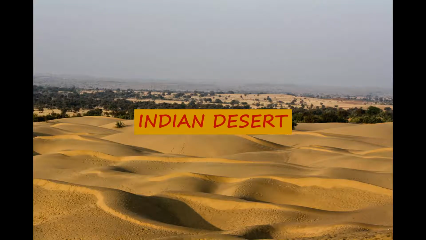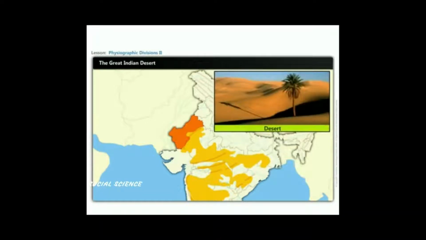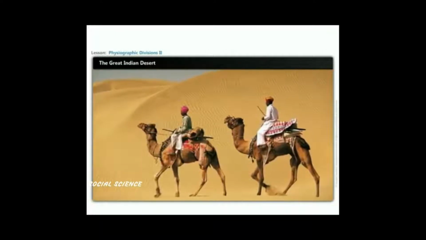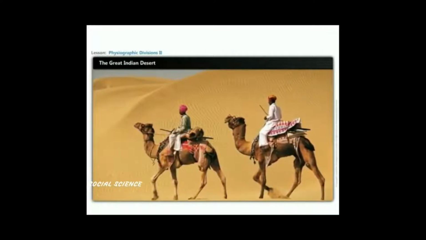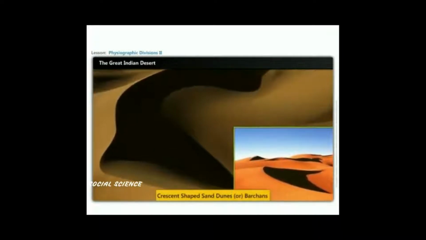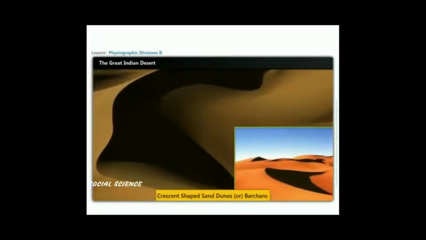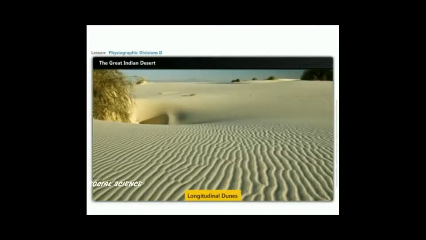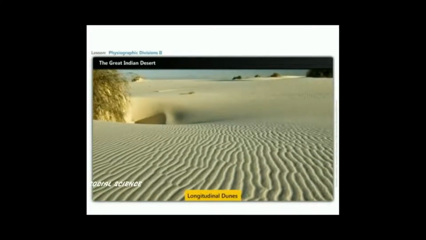The Indian desert. The Indian desert lies towards the western margins of the Aravalli Hills. It is an undulating sandy plain covered with sand dunes. Crescent-shaped sand dunes or barchans cover a large area. Near the Indo-Pakistan boundary, longitudinal dunes are more prominent.